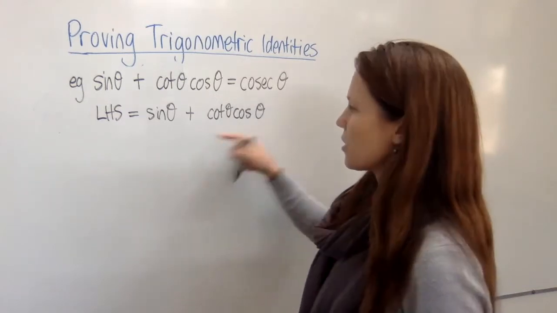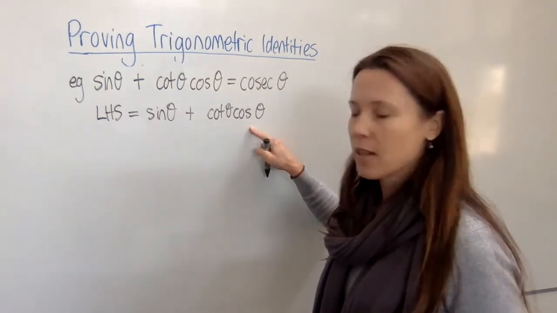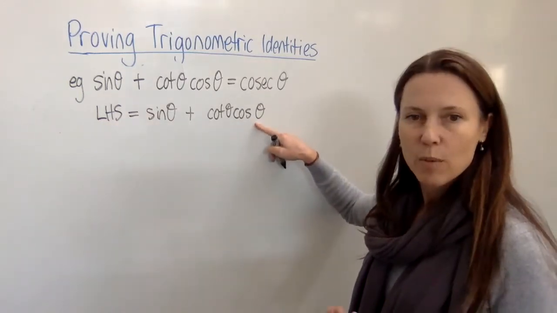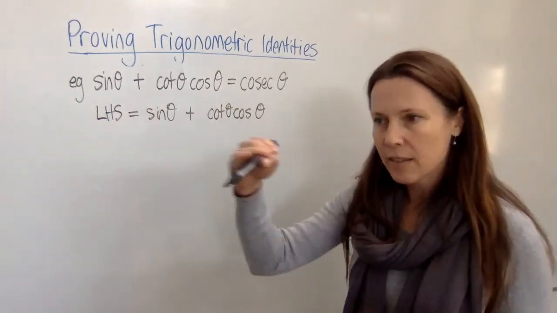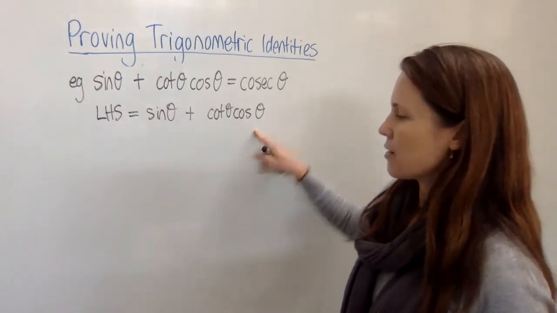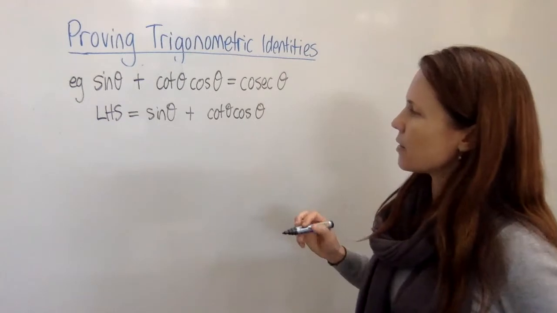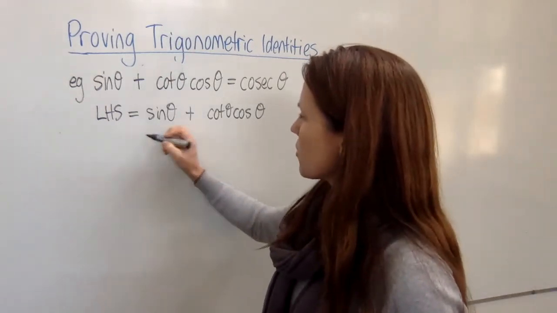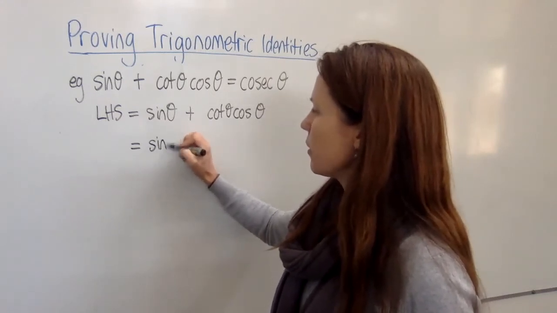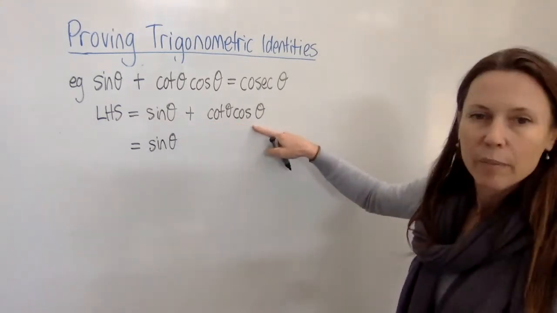Now you might be tempted to start fiddling with it already on the first line, but can I recommend that you always write out exactly what the left hand side is, because remember this is a proof. You're laying it out step by step, so it's really important to state exactly what the left hand side is and finish with what the right hand side is.